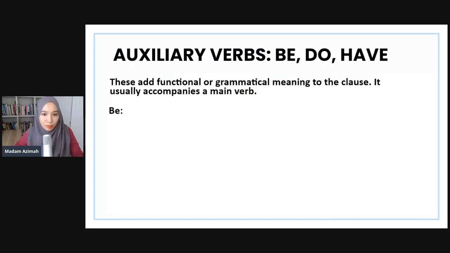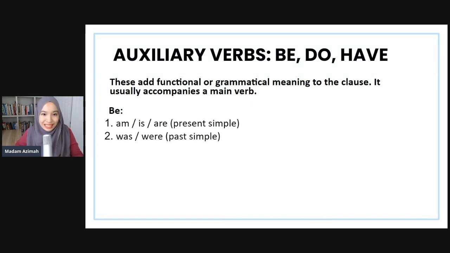What are the be verbs? The be verbs are am, is, and are, which are in the present simple. So, I am walking. He is here. Okay, that's in the present simple, and then in the past simple of that version, it's was and were. Was and were, past simple.